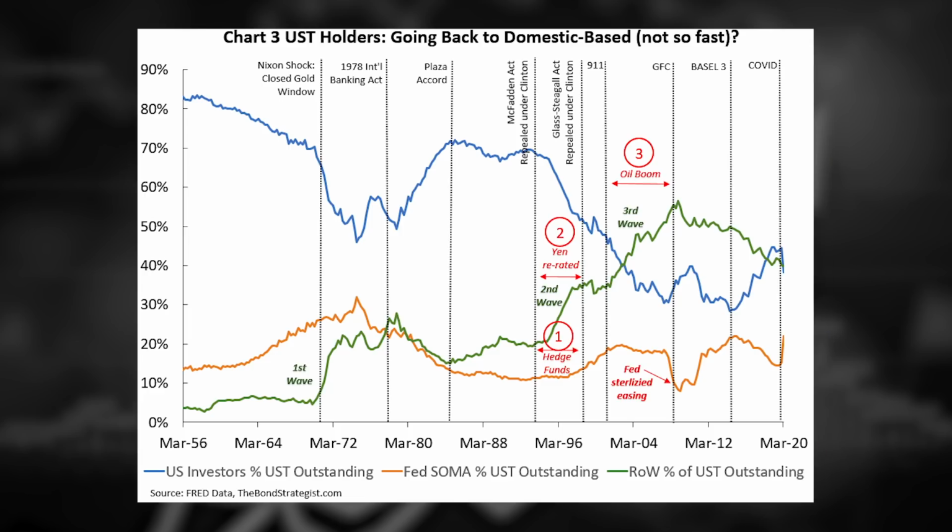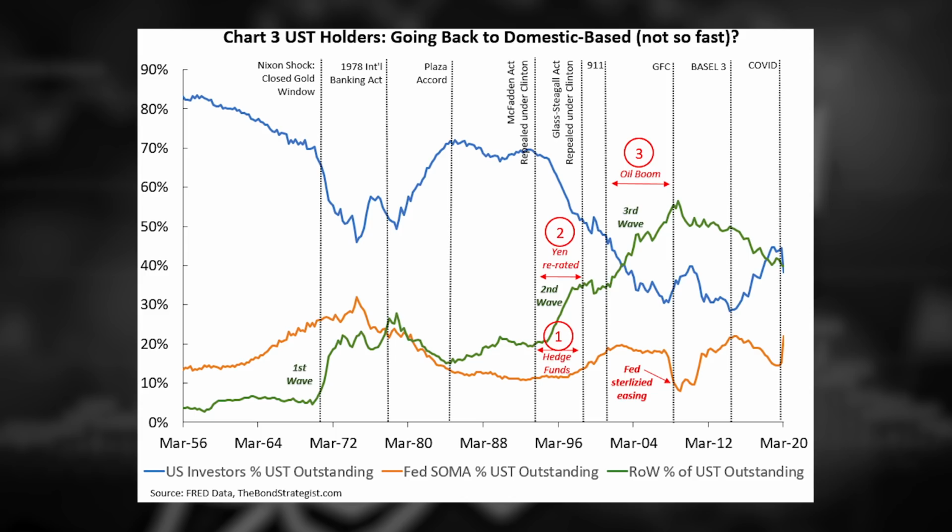All right, George, we are at the next chart, number 3. This is U.S. Treasury holders going back to domestic-based, but not so fast. On the bottom, it starts in March of 1956 and goes to March of 2020. On the left, 0% up to 90%. We have 3 lines here: the blue line, the orange line, the green line. And it looks like we've got a lot of information here. So can you walk us through this one?